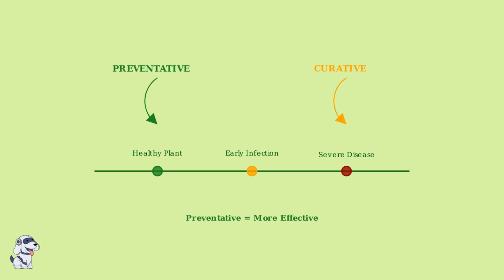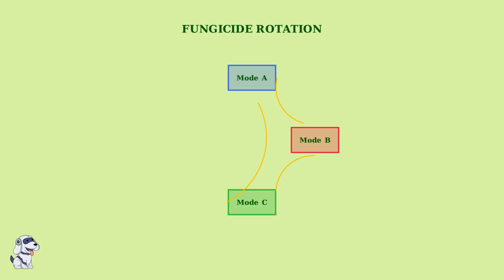Timing is crucial for effective disease control. Preventative applications are made before disease symptoms appear, while curative treatments are applied after infection is detected. Preventative applications are generally more effective. To prevent the development of fungicide resistance, it's essential to rotate fungicides with different modes of action. Using the same fungicide repeatedly can lead to resistant pathogen populations that are much harder to control.